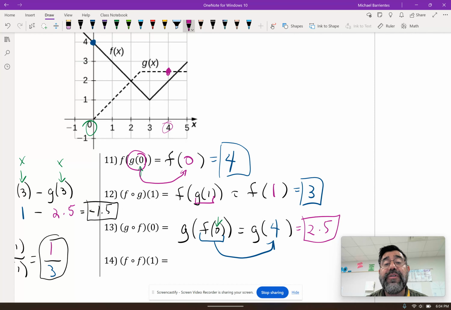Function composition using graphs was something we did last week. It was one of your Khan Academies, along with using tables to do function composition evaluation, and that's one of your Khan Academies. So if you haven't finished that, here are some videos to help you remember how to do those things.